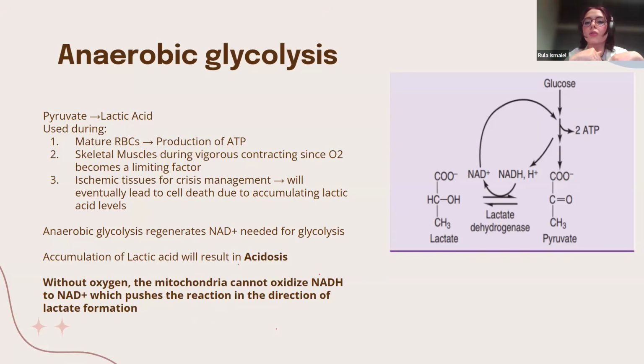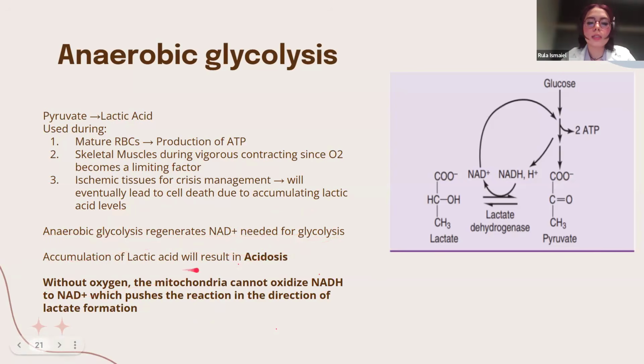In that period, they will use anaerobic glycolysis to keep up with basic, baseline, minimal cell functions. If the ischemia is continuous, it becomes necrosis because of accumulating lactic acid levels. Anaerobic glycolysis regenerates the NAD plus needed for glycolysis. That's it. This is really important.